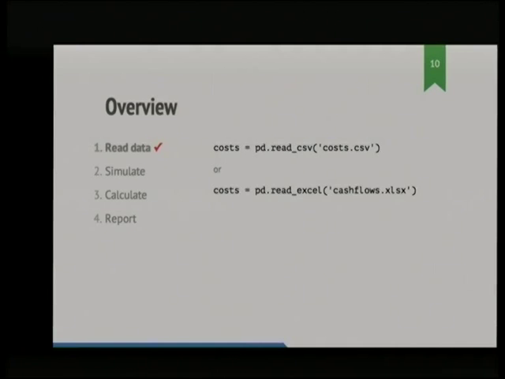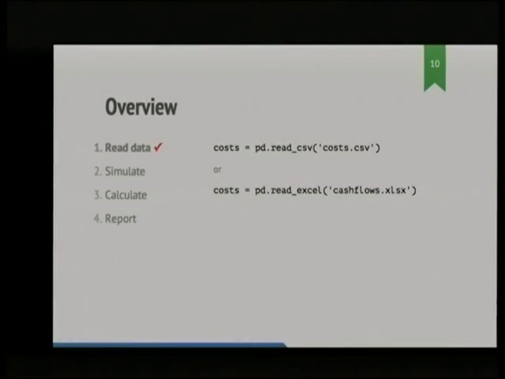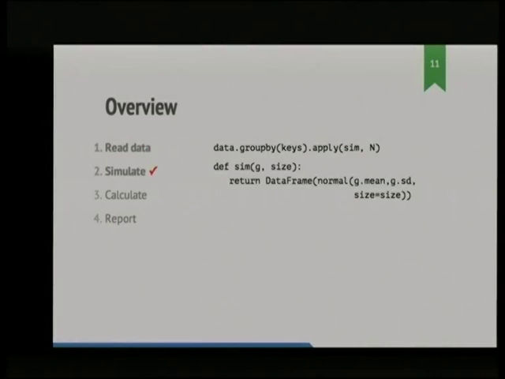So reading data is very simple. There's basically this read CSV. You just read it from a comma-separated values file, or you can even read it from Excel. So that's pretty straightforward. That'll give you a table called a data frame, called costs. And I'm going to do a quick demonstration in an IPython notebook after this slide, just to give you some idea of how it works in practice. Get your hands dirty a bit.